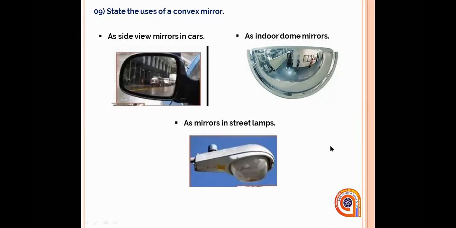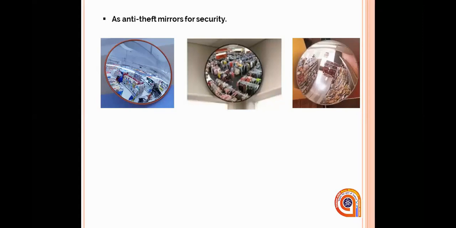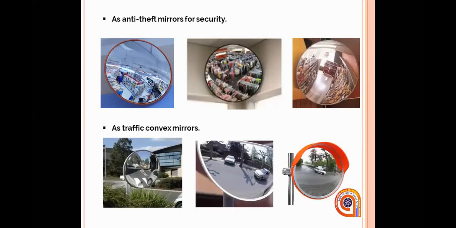So: as side view rear mirrors in cars, as indoor dome mirrors, as mirrors in street lamps, and as anti-theft mirrors for security. For security purposes you could have seen them in supermarkets, multi-complexes, and even in pharmacies. And as traffic convex mirrors, in certain areas on streets and roads, for traffic control, so that people on one side can see the vehicles coming from the other side. So these are the uses.